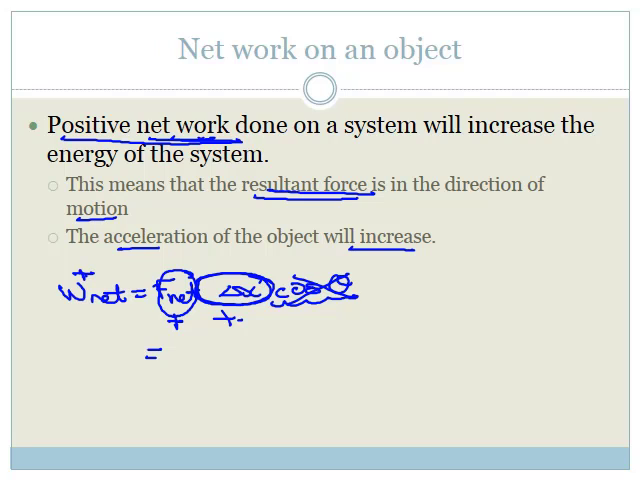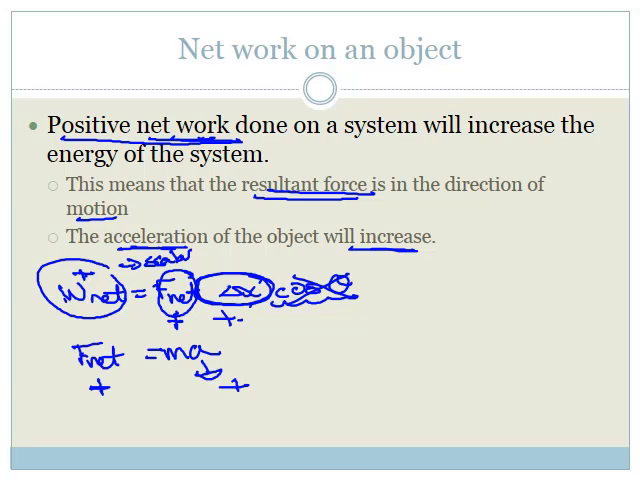And if the net force is positive, remember that F net equals mass times acceleration. So if this is positive, it means your acceleration has to be positive as well. So it means the acceleration is going to increase. So even though this is a scalar, it's telling us stuff. If it is positive, it means the net force is in the same direction as displacement and means that the acceleration of the object is increasing.